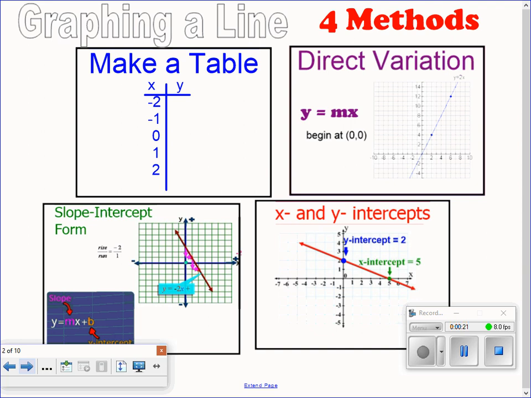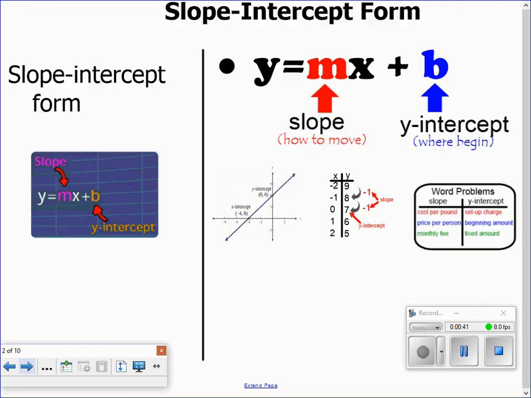You can also graph it if you have a direct variation equation by using the constant of proportionality or your slope and moving up and down from the origin. We can also graph things from slope-intercept form, which is what we're going to look at a little bit more today. Or if we have a standard form equation, we can graph using the x and the y intercepts. We're going to focus on graphing from slope-intercept form today, though.